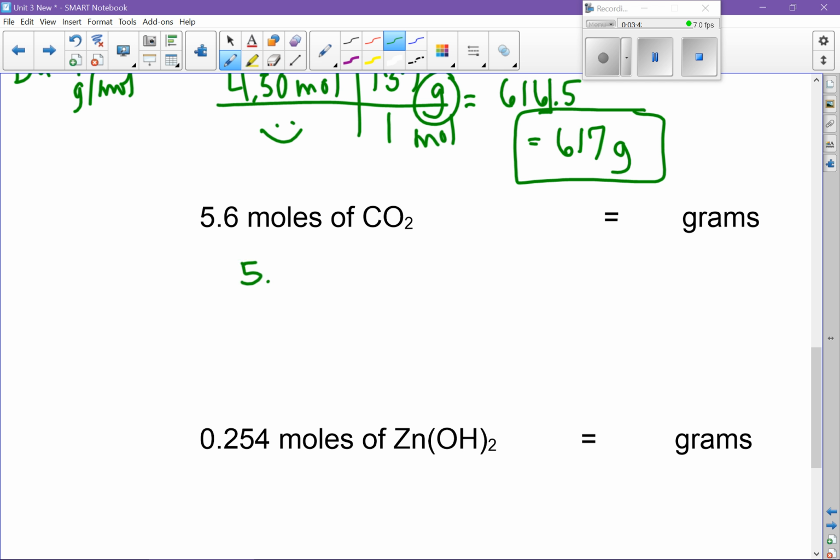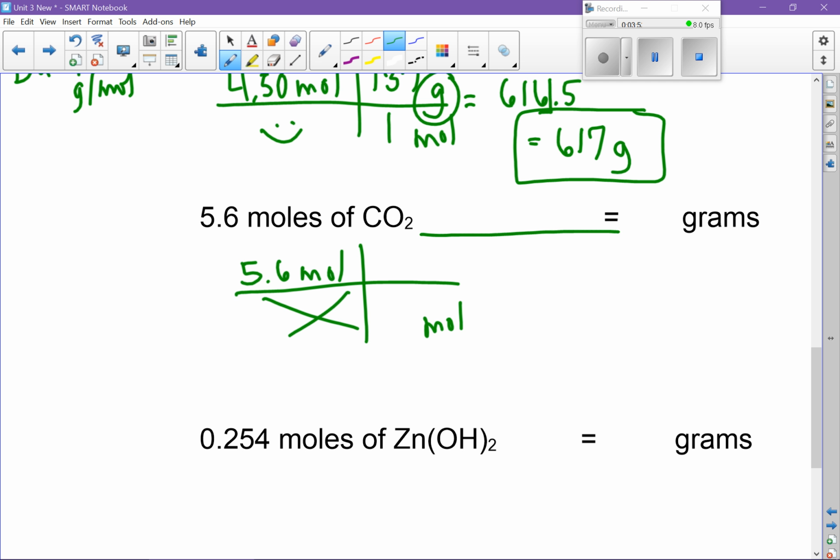Next, I have 5.6 moles. Mole up, mole down. Don't need anything over here. I want to find grams, so that's what goes on top. I put a 1 with the mole, and grams means I need the molar mass. My chemical is CO2. So now we have to do the whole calculation.